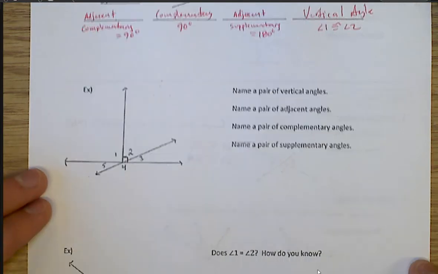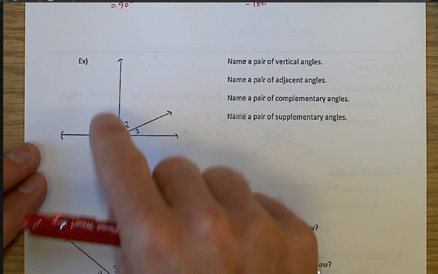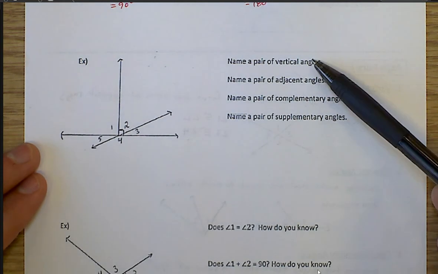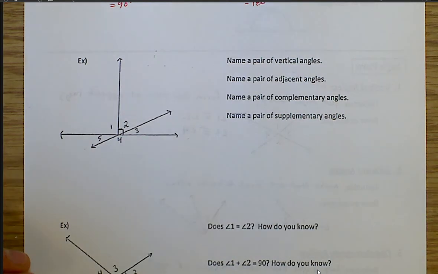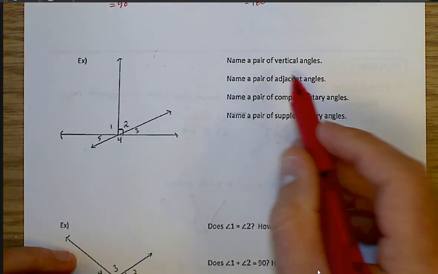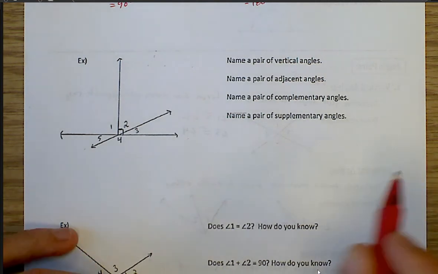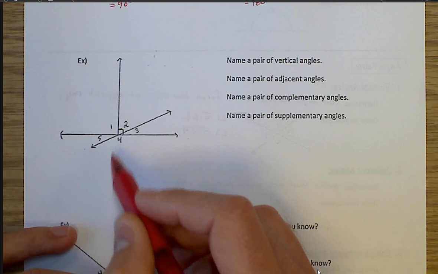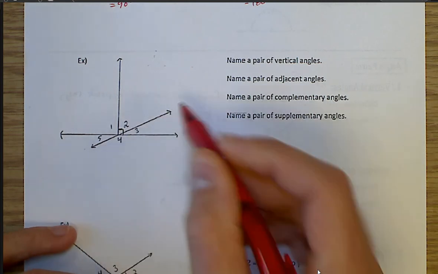All right, doing the same thing on this second example. So go ahead and hit pause, and let's see if you can answer these questions. There are 4 of them on the right-hand side, and just pause after that. Okay, we're back. Name a pair of vertical angles. This is tricky for some students, but you're looking for 2 straight lines that are intersecting. Okay, so I notice this one here, and I notice this line here.